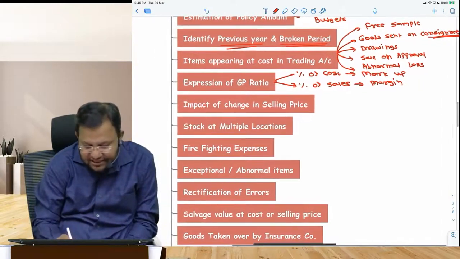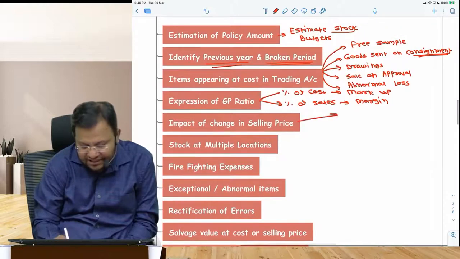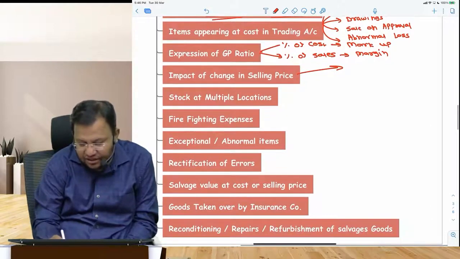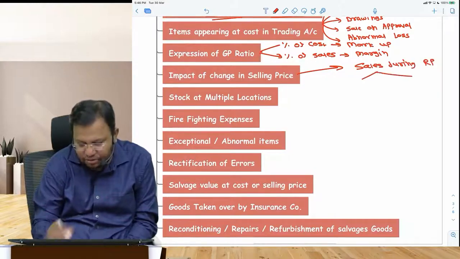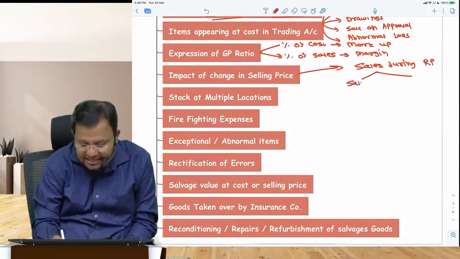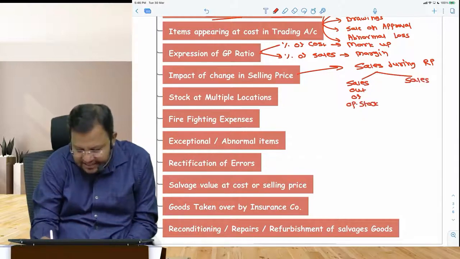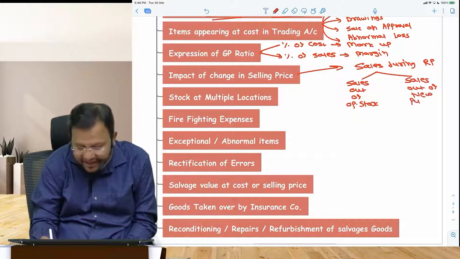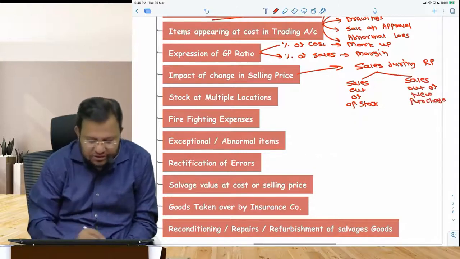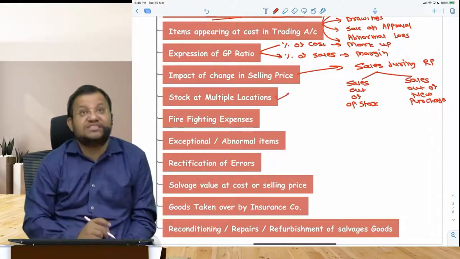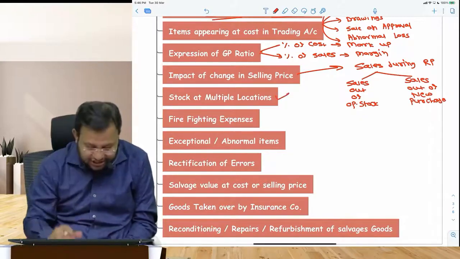Impact of change in selling price. So what will you have to do? Whenever there is a change in selling price in the current year, you have to identify sales during the reconciliation period. Sales during the reconciliation period to be bifurcated into two parts: sales out of opening stock and sales out of new purchases. You should be able to identify a breakup between the two. Stock at multiple locations, if it is there, fire affects only one location.